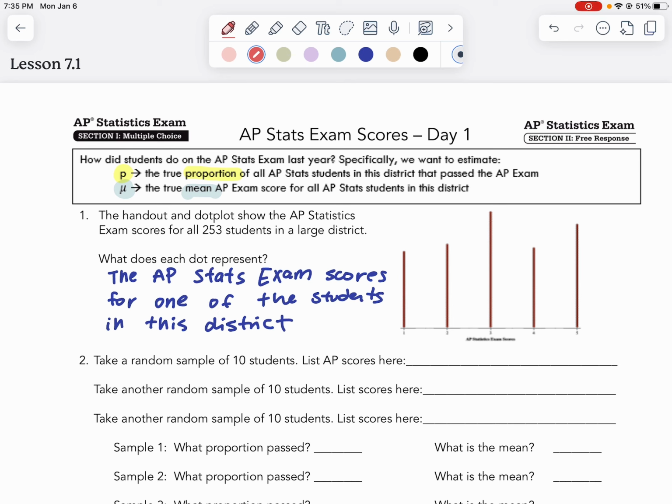So first off, the first question, what does each dot represent? That is the AP Stats exam score for one of the students in this district, right? Remember, one dot is just one score.